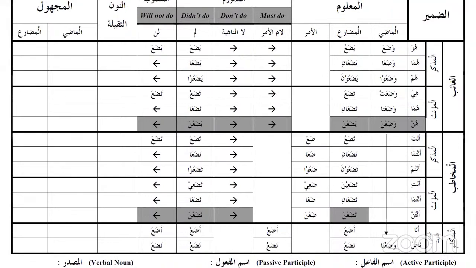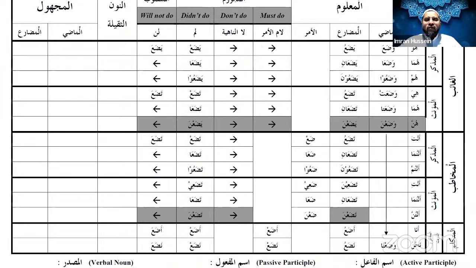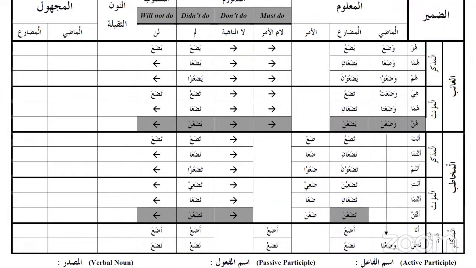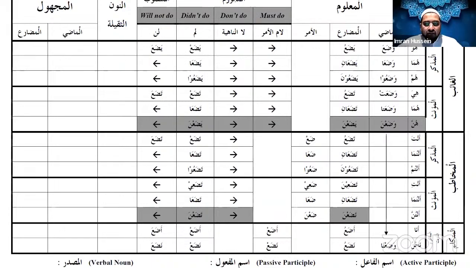Wada'a can also come in the meaning of fabricated. The other meaning it comes to is to fabricate. So, for example, hadith mawdu' means a fabricated hadith. So sometimes wada'a comes in the meaning of fabrication, or fabricating lies.